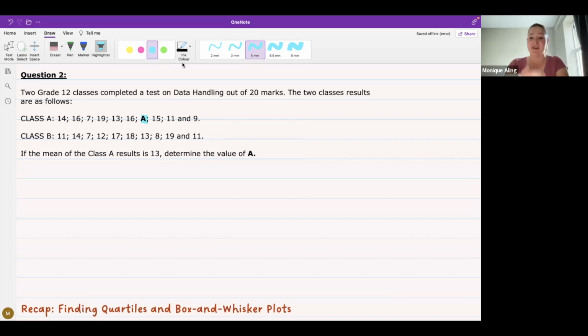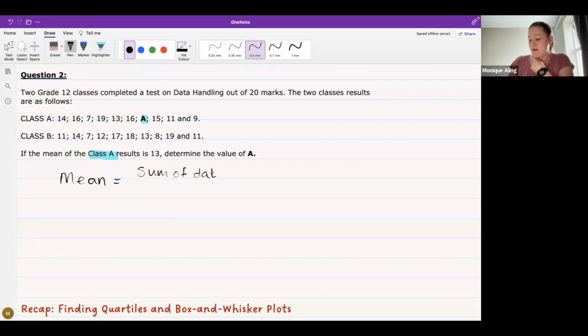So can you see how this is very similar to that first temperature question? But now we're dealing with the mean. The main thing we need to focus on is that we're looking at class A only. So we don't need to worry about class B at all. Okay. So they have told us the mean is equal to 13. So we know it's the sum of our data over number of data. So when in doubt, write down the formula. This is the only formula we know for mean.